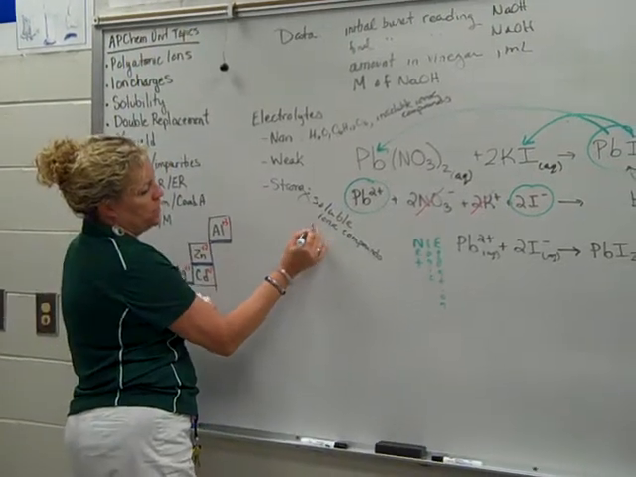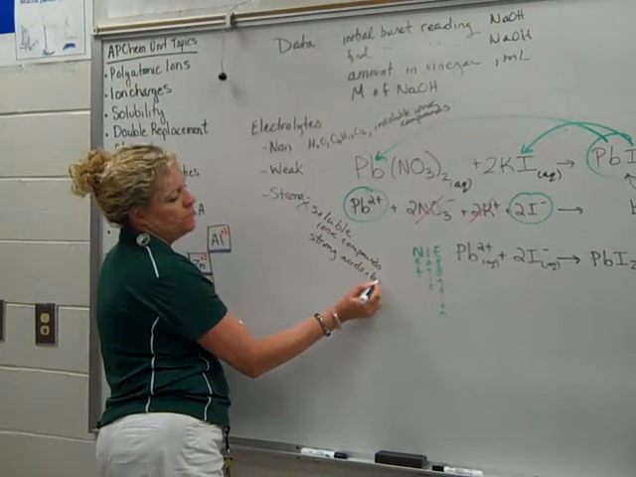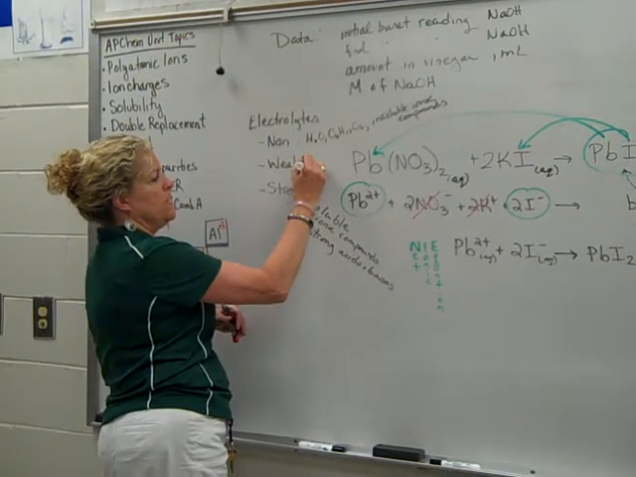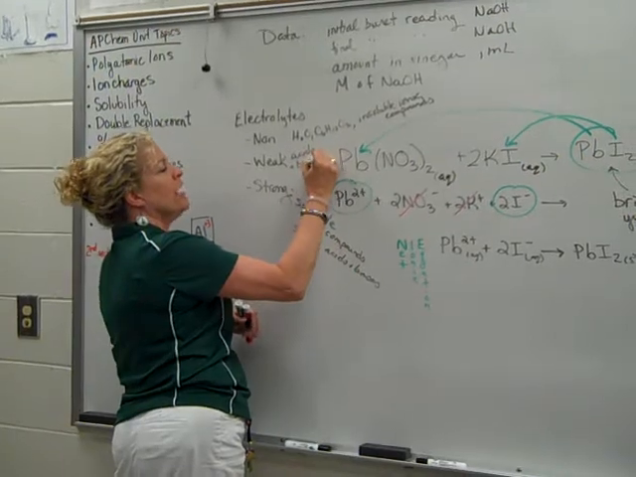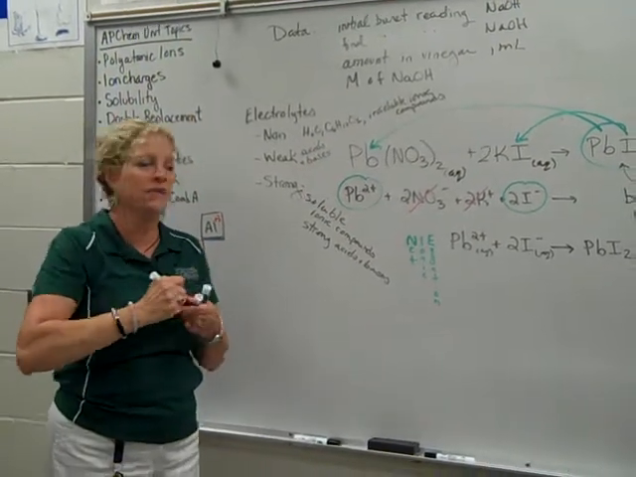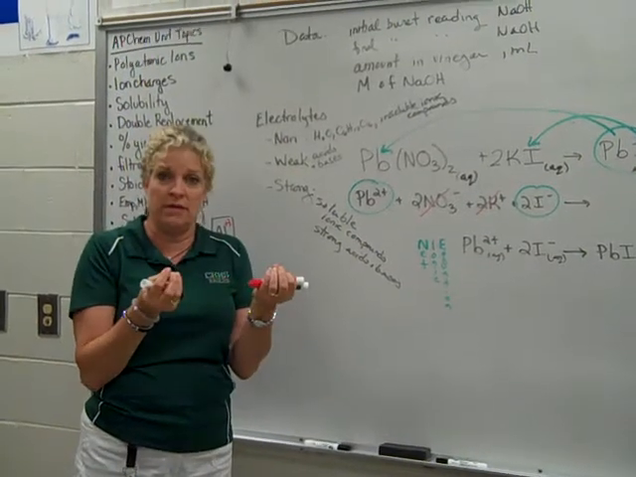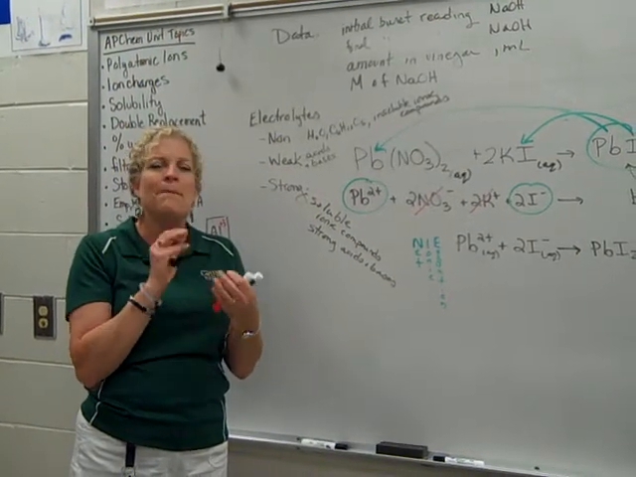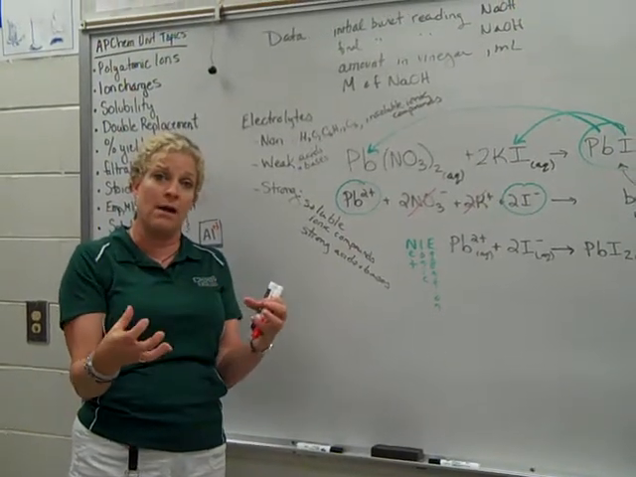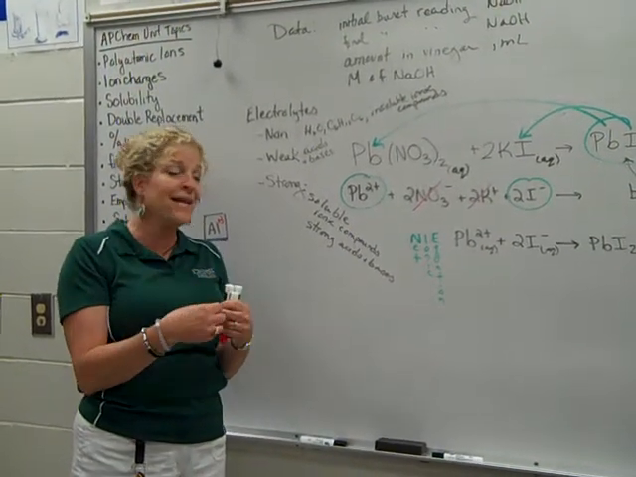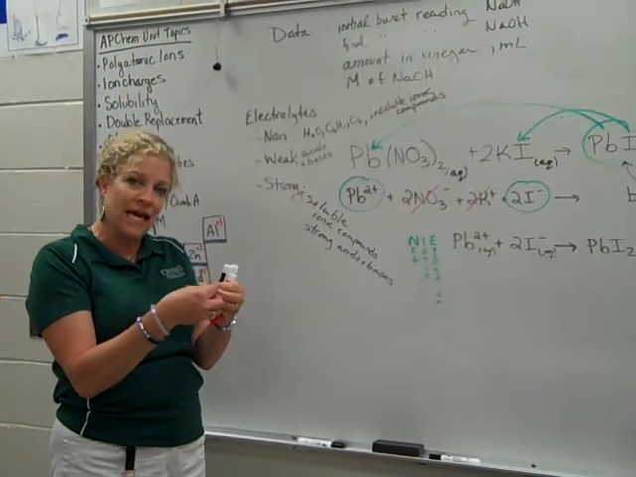Like strong would be strong acids and bases. Weak would be weak acids and bases. And here's kind of the way to understand this. Weak acids do break up a little bit, but maybe only about 2 to 5% of the molecules break up, which means 95 to 98% of the molecules actually stay together.